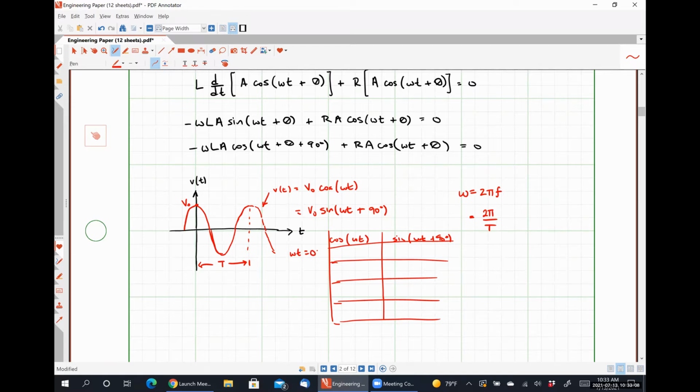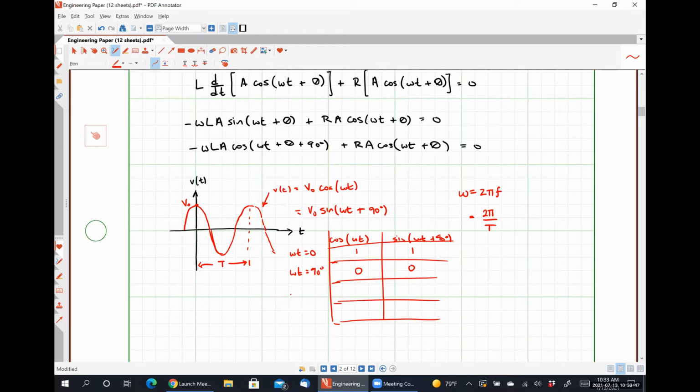So when omega t is equal to 0, what is cosine of 0? 1. All right. What is sine of 0 plus 90? So what is the sine of 90 degrees? 1. All right. Now let's say that omega t is equal to 90 degrees. What's the cosine of 90 degrees? 0. What is the sine of 90 degrees plus 90 degrees? So the sine of 180 degrees. 0.